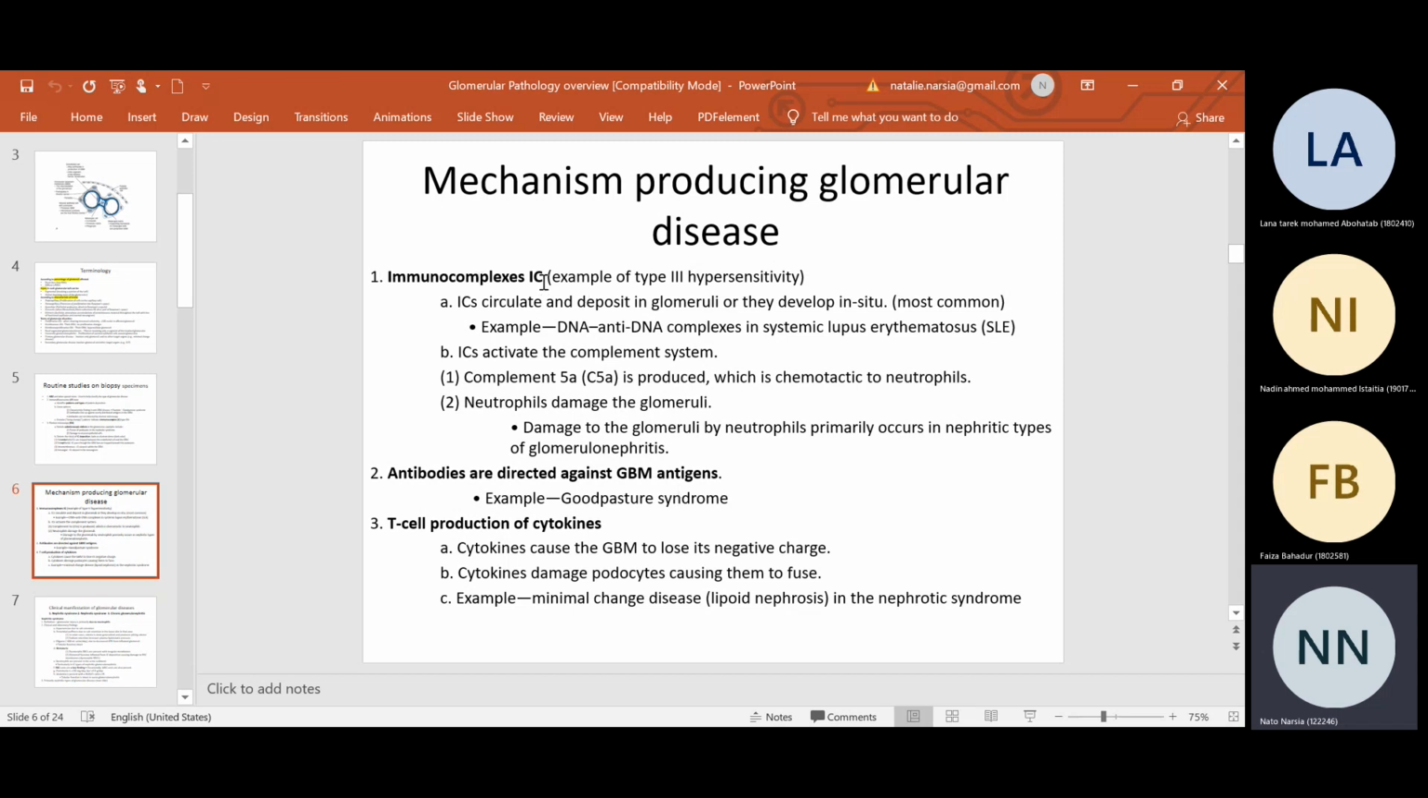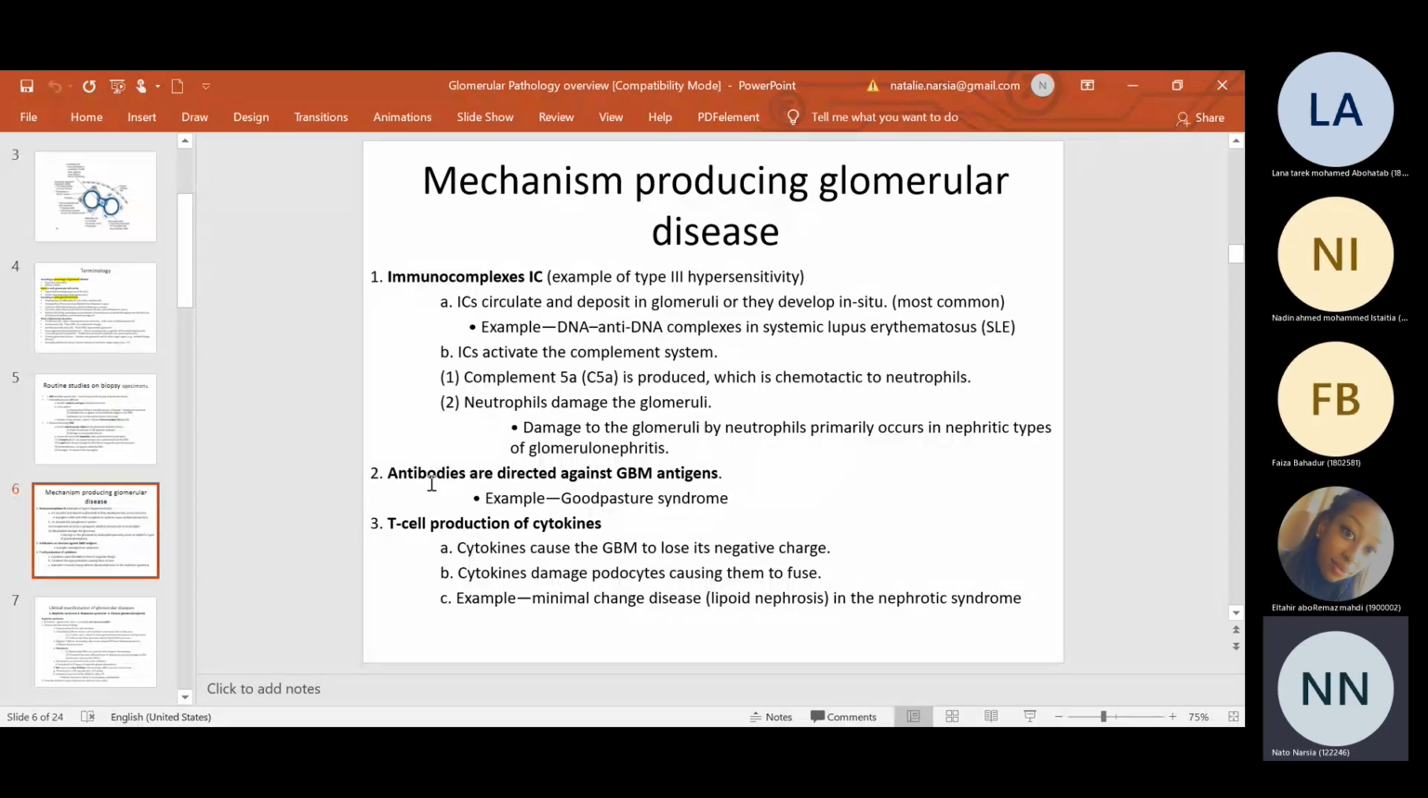One is immune complexes, the immune complex disorders, okay? And what is an immune complex? You know it already. We need to know these complement factors. Also the C3 convertase, I will mention it as well. Antibodies can also cause damage. Antibodies usually damage the basement membrane, the glomerular basement membrane. And most commonly, you find it in Goodpasture syndrome, right? Goodpasture syndrome is the example given here.